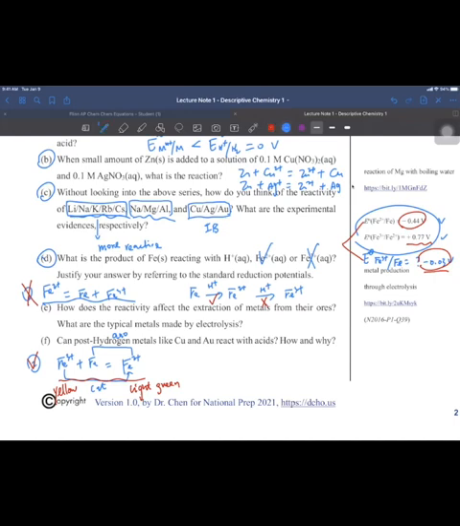Oh, this is a very interesting question. How does the reactivity affect the extraction of metals from their ores? If a metal is more reactive, is it more likely to be extracted by using electrolysis or not?